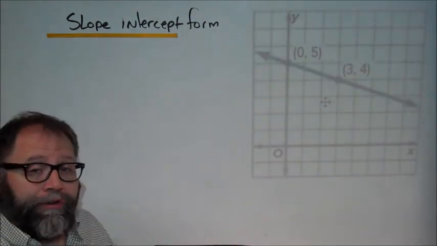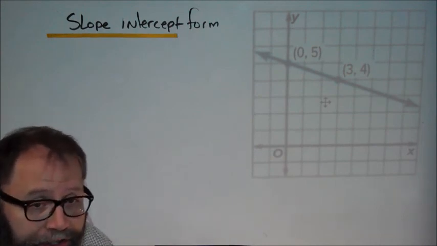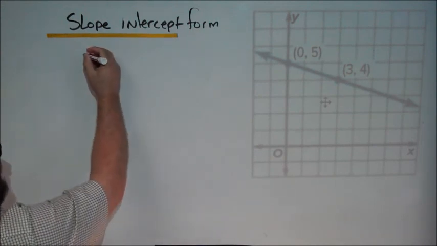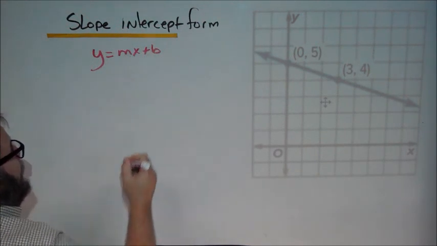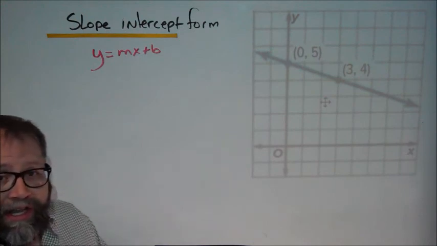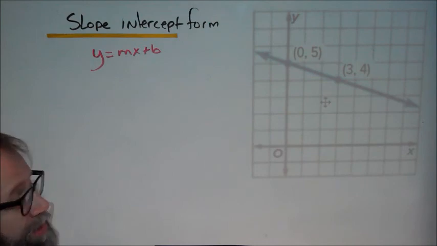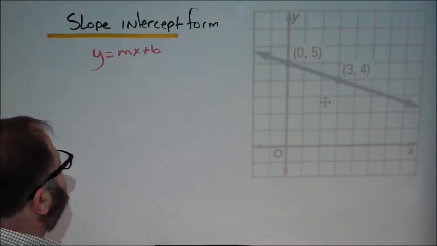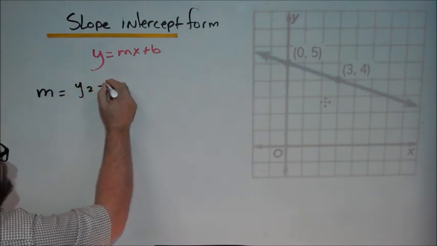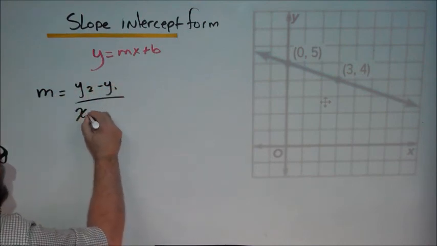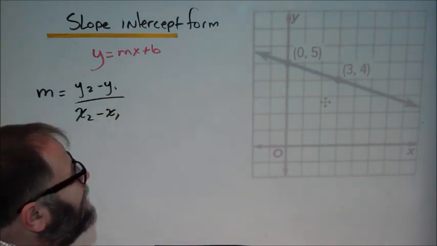Now we have a graph, and from this graph we can get a slope-intercept form equation. Let's not forget slope-intercept form: y equals mx plus b. The things that we need are a slope and a y-intercept. First, let me find the slope. Going back to the slope formula, I've got m equals y sub 2 minus y sub 1 over x sub 2 minus x sub 1.